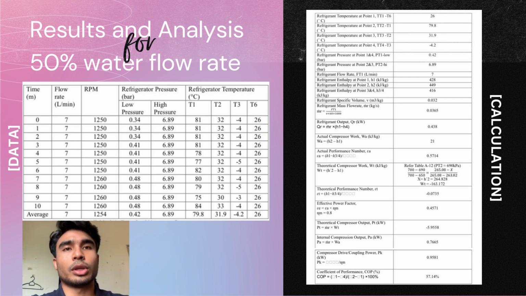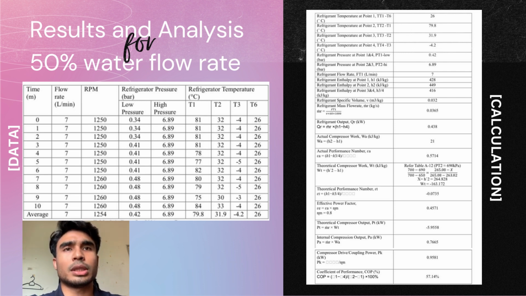Firstly, for 50% water flow rate, we take the average of each reading that we get, like our RPM, the low and high pressure, temperature 1, temperature 2, temperature 3, and temperature 6. Then, once settled with the data, we can proceed to the calculation. For point 1, we take the average temperature 6. For point 2, we take the average for temperature 1. For point 3, we take the average temperature 2. And point 4, we take the average for temperature 3.